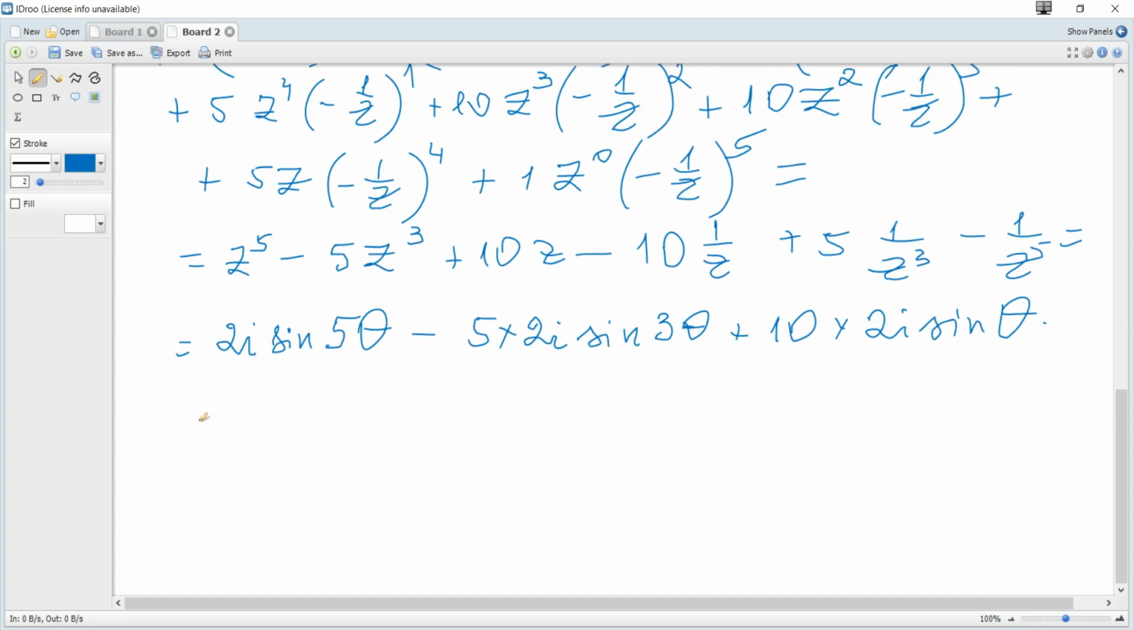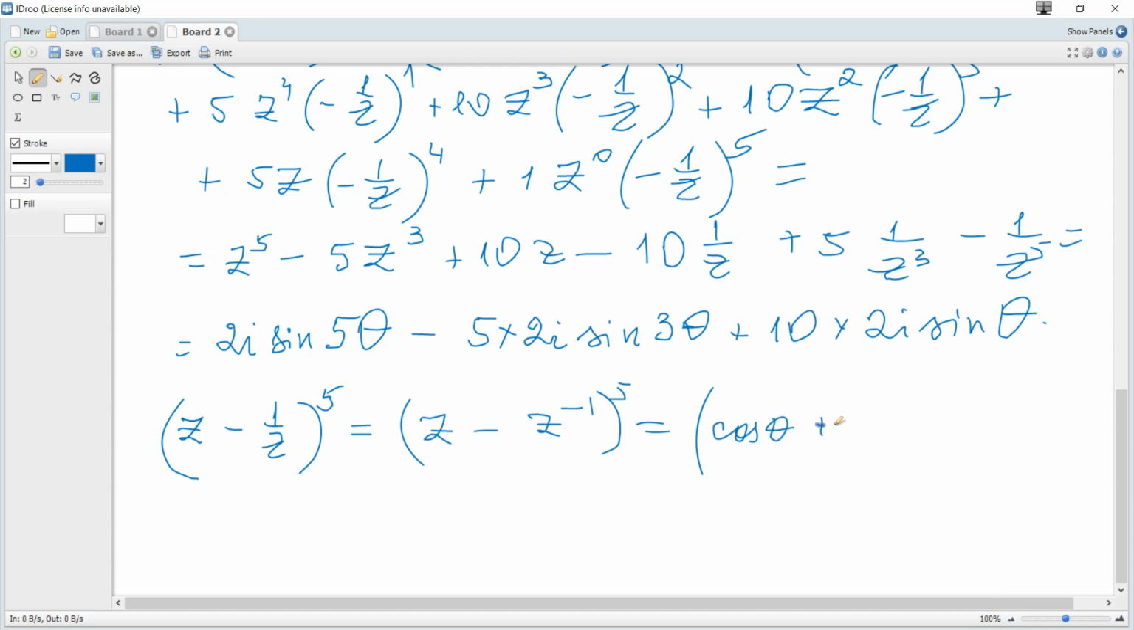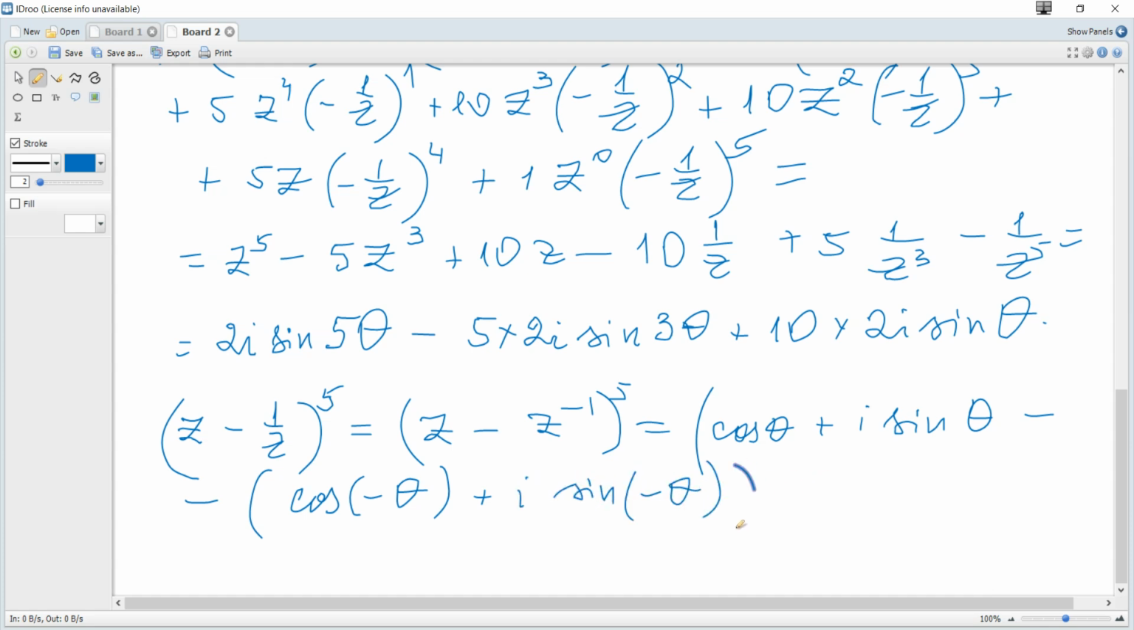But on the other hand, z minus 1 over z to the power of 5 can be considered as z minus z to the power of negative 1, all to the power of 5, and here we can apply again the de Moivre theorem to rewrite it as cosine theta plus i sine of theta minus cosine of negative theta plus i sine of negative theta, and then to the power of 5.